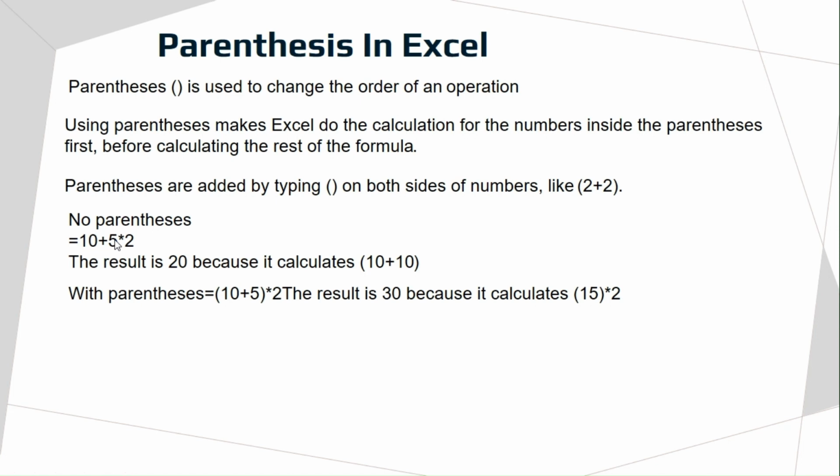Let's take a look at this scenario with parentheses. When we put 10 plus 5 in brackets, then multiply by 2, the result is 30 because it first calculates the values inside the bracket. That is 10 plus 5, which gives us 15, before it multiplies it by 2.